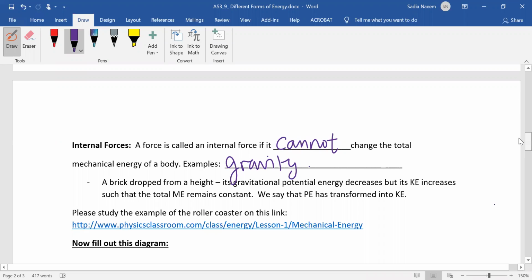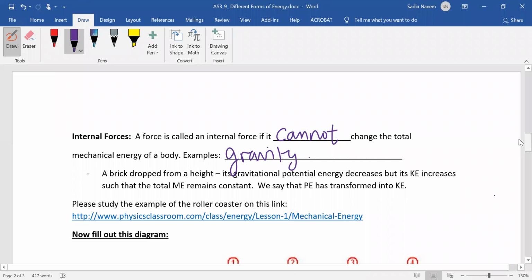Now we're going to do that example. Any questions before I move on? Is everybody clear about internal versus external energy? All right, now let's apply all this.